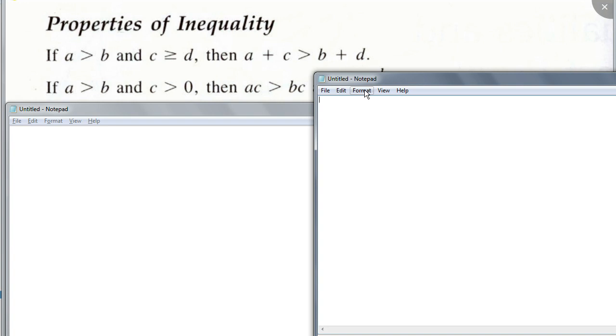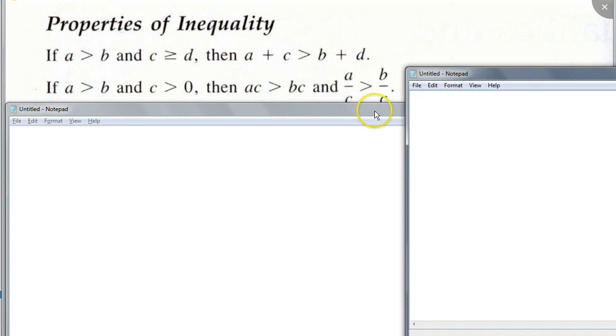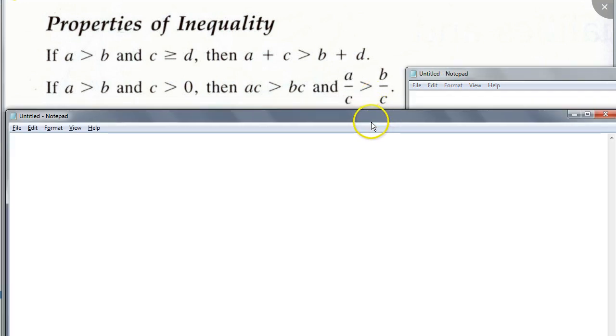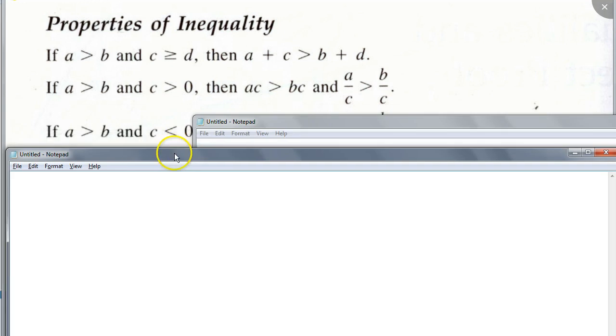Also, could we divide both sides by C? What would happen if we divide both sides by C? And if C is greater than 0, which side will be greater? A over C side or B over C side? A over C side, because A was greater to begin with. Now, do you think this will be true if C is less than 0? No. It will not be. Okay, so you're right.